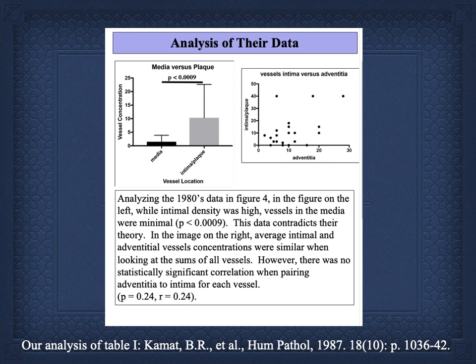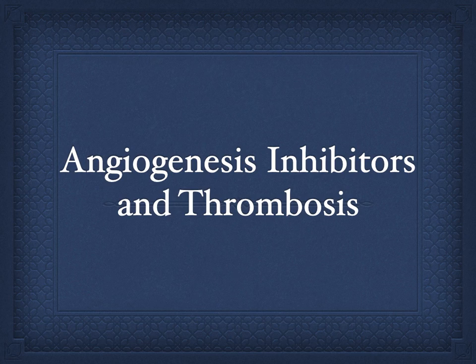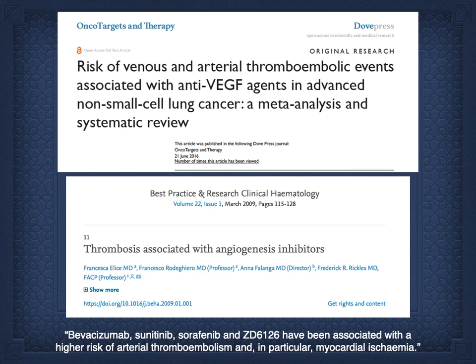Well, is there any in vivo data to support this? Yes, I'm going to use angiogenesis inhibitors and thrombosis. If you look at the studies where they used angiogenesis inhibitors in patients, clot formation and thrombosis, including acute coronary events, increased, not decreased, with angiogenesis inhibitors. So this is completely in contrast with the paradigm at the time.